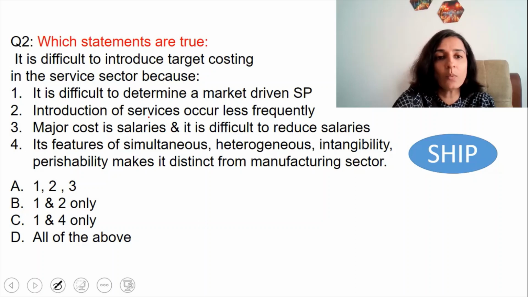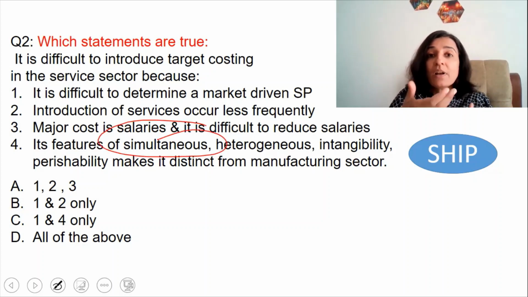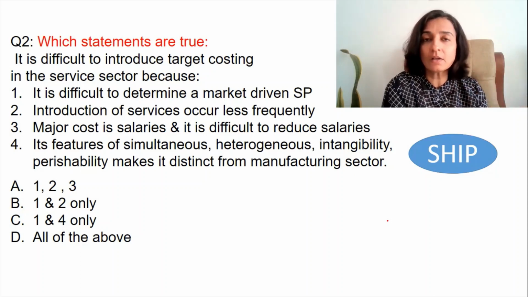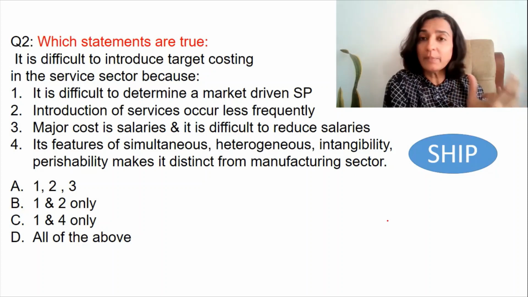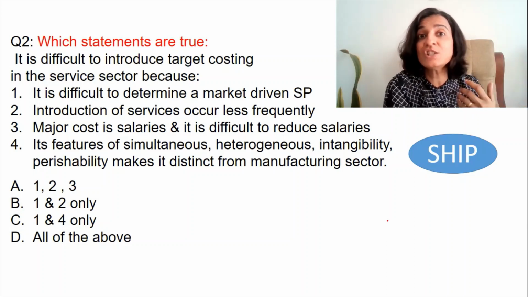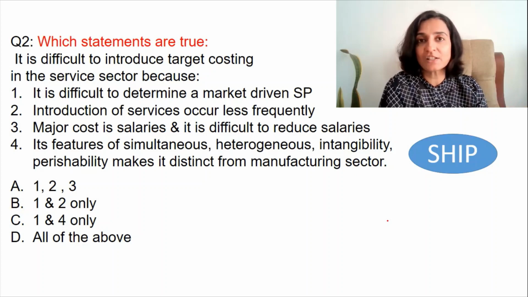Now, we will take them one by one. Simultaneous. What do you mean by simultaneous? The production of the service and the consumption of the service take place at the same time. In a hospital, for kidney transplantation or for any other operation, you cannot fix a target cost as such because there might be complications and there could be cost escalations. So they could always employ cost plus pricing. They could have a target cost, but there are difficulties. It's not as easy to implement as in the manufacturing sector.